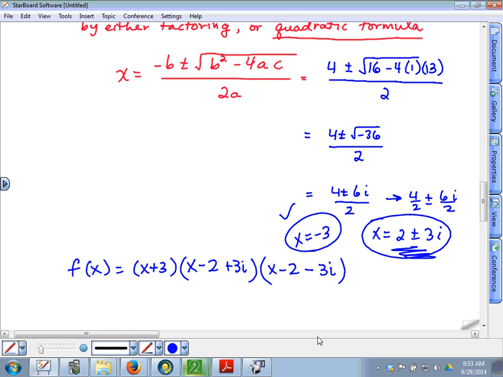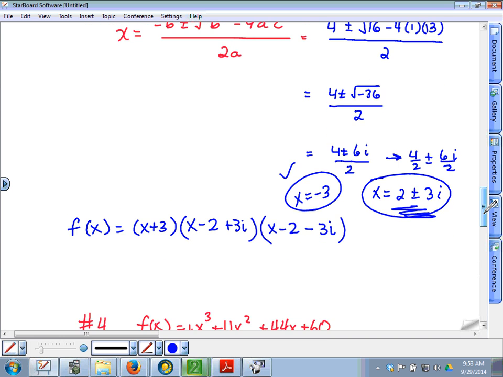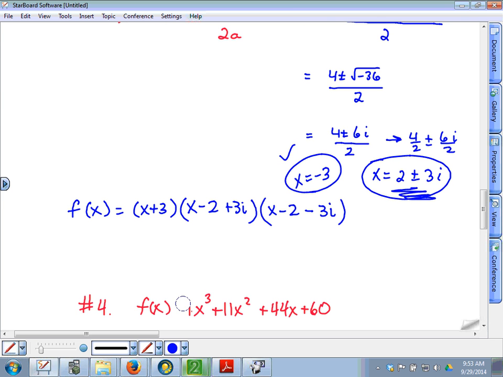Okay. Truly, it does not get any more difficult than this problem right here. It's about as hard as it gets on your own. Here's problem number 4 off your homework. I need to run down to the copier and grab your homework. So get a little bit of a start on it. I'll be back in just a few minutes.